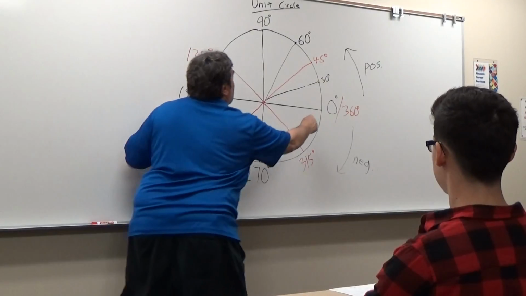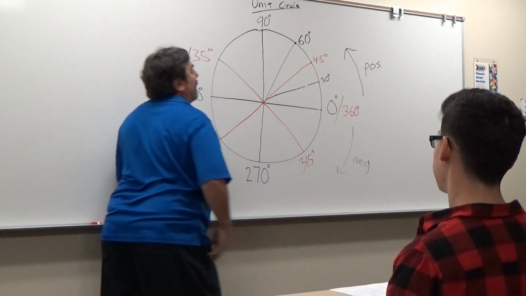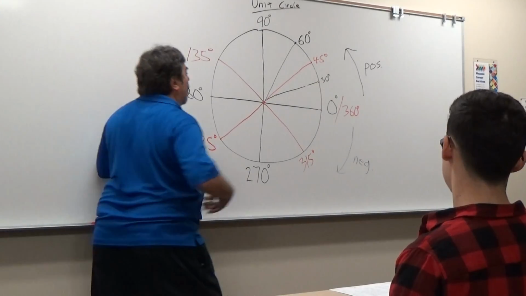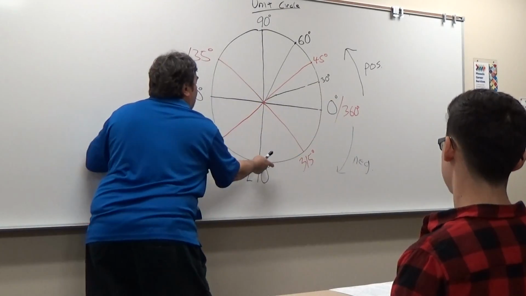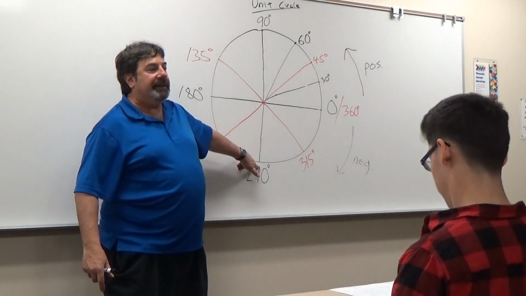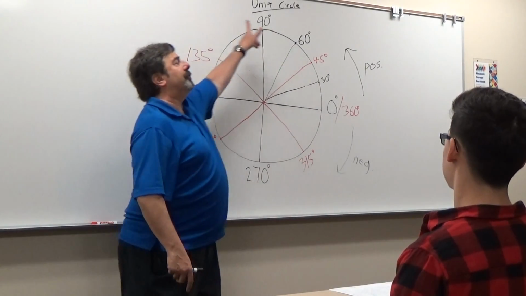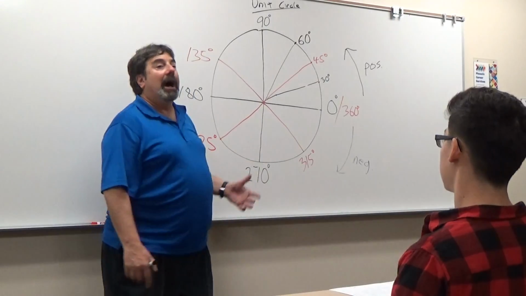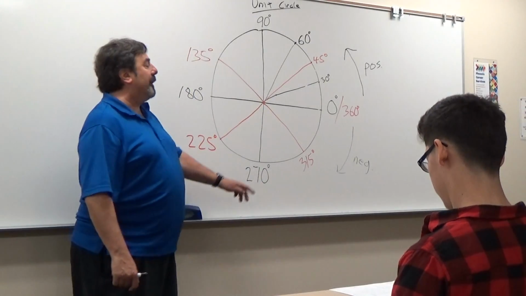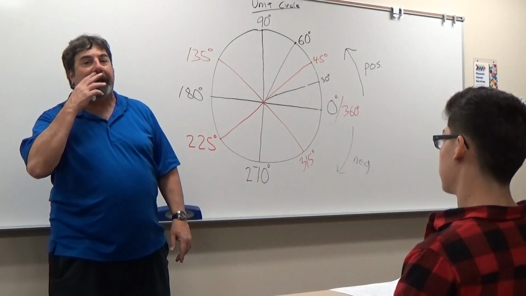So this would be from 0 degrees. If someone asked you to locate negative 90 degrees, you would go from here down to here. This would be negative 90. So notice that negative 90 degrees and positive 270 degrees are coterminal. In other words, they terminate or they end at the same location.